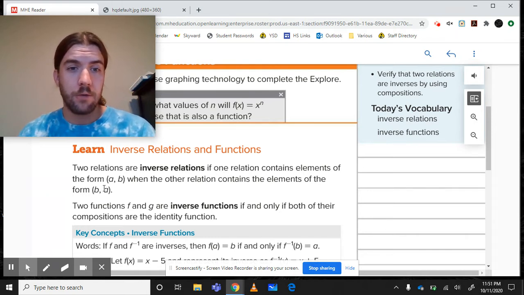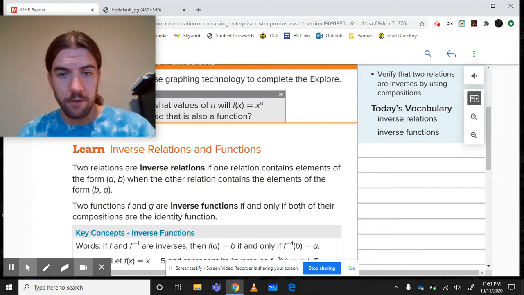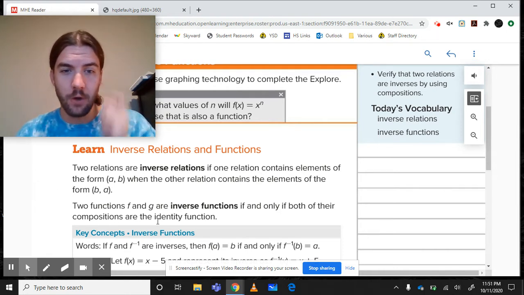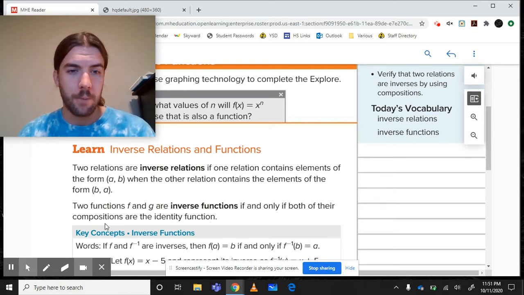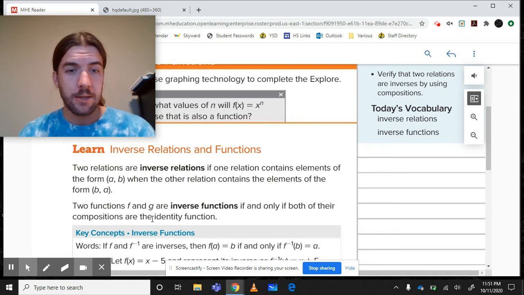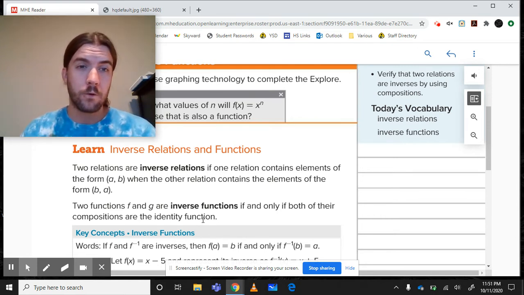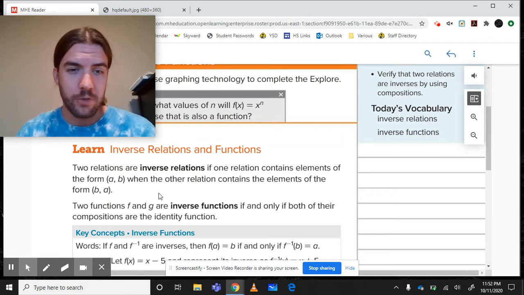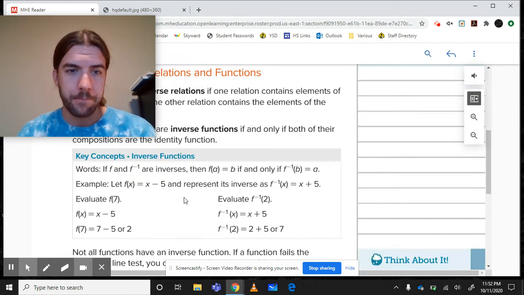Okay, so they're inverse. Basically, if we swap the x and y value with each other, then we get the inverse relationship. Two functions, f and g, are inverse functions if and only if both of their compositions are the identity function. So those compositions were that, like f of g of x, g of f of x, and the identity function is just when something equals x in the end. We'll see examples of that, so don't worry about getting bogged down on that one quite yet.